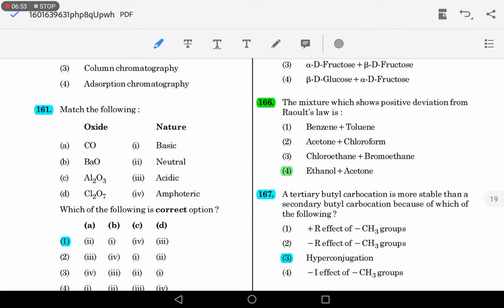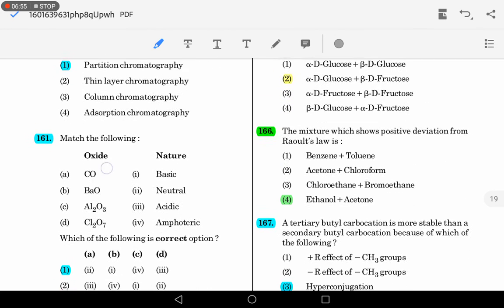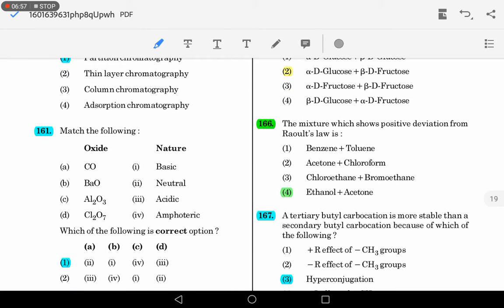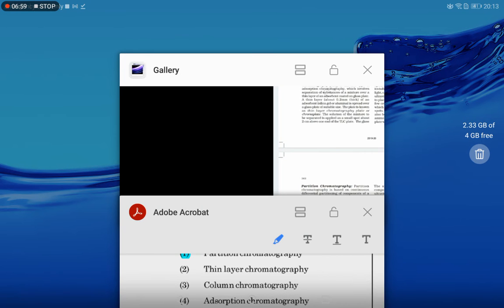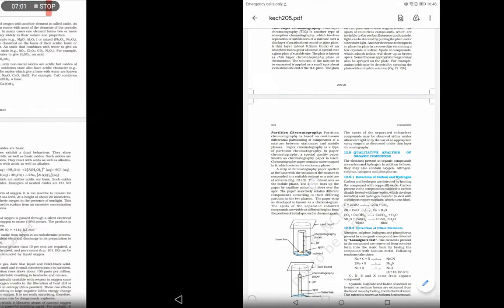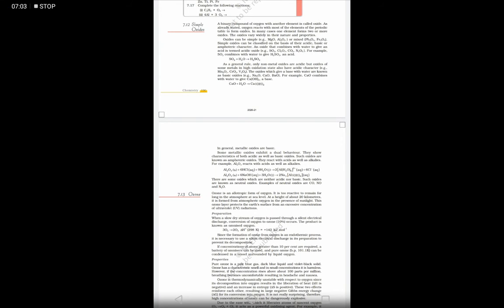Match the following: carbon monoxide. All these are part of group 14 and 13, but also they are present in the class 12 oxide part. So I would show you.